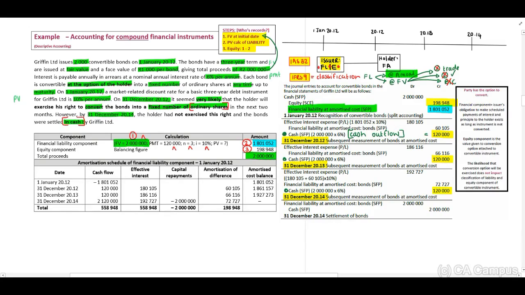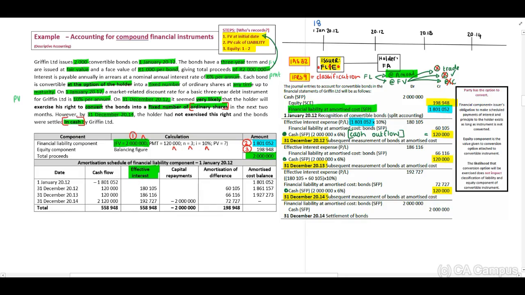And we then need to calculate our effective interest. Remember, this is at amortized cost. Therefore, you need to use your amortization schedule. Or guys, you can calculate this based on the balance of your liability. Now, what do I mean by this? If you look at our first journal, we've recognized a liability of 1,801,052. Now, this is on 1 January.